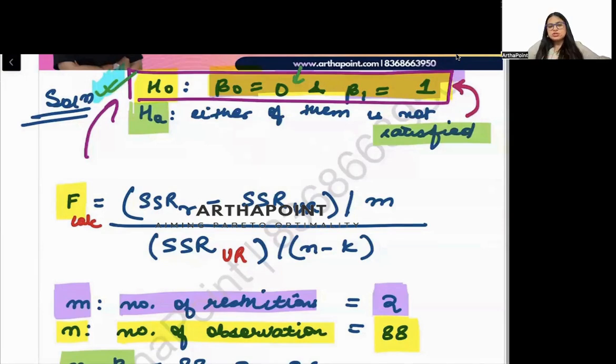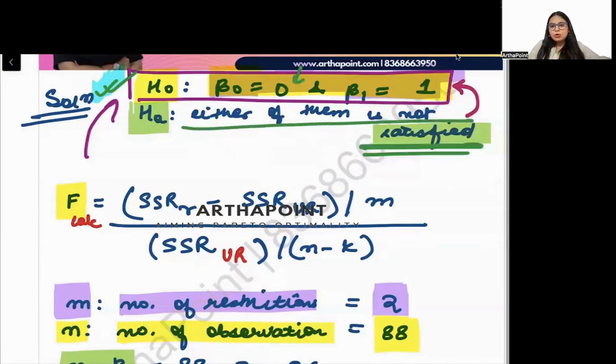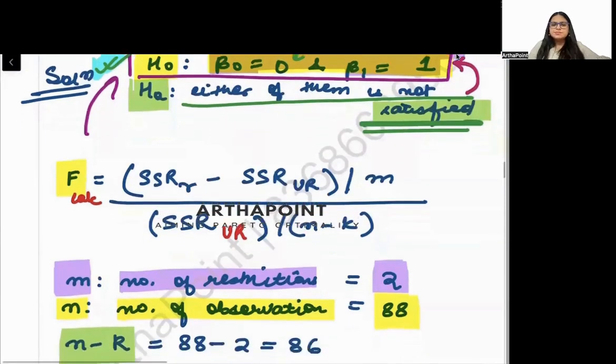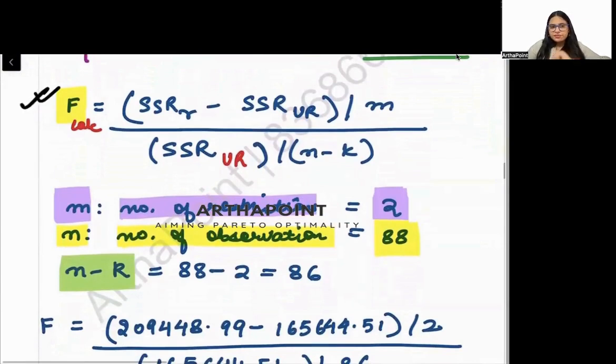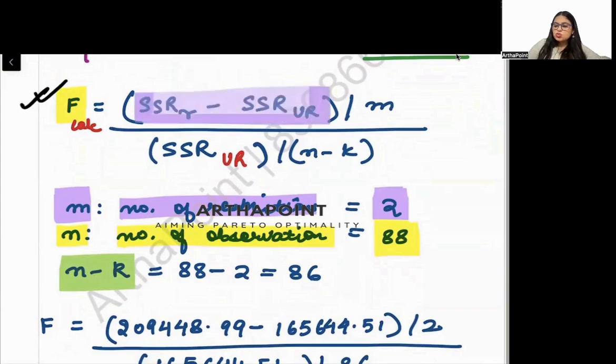This is my null hypothesis. And my alternative is that either one of the null hypothesis conditions is not satisfied. It is very simple. I am just going to go ahead and calculate the F value. Using the F test, I can just say that F will be SSR minus SSUR divided by M, divided by SSUR upon N minus K.